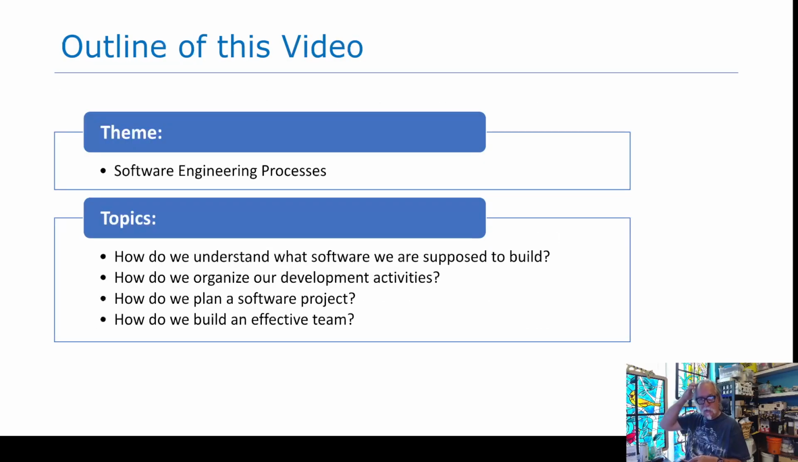We are talking about software engineering processes. And so what we want to do today is talk a little bit about how do we understand what software we're supposed to build, how do we organize and develop our development activities, how do we plan a software project, and how do we build an effective team. In this particular video today, we're talking about how do we understand what software we are supposed to build.